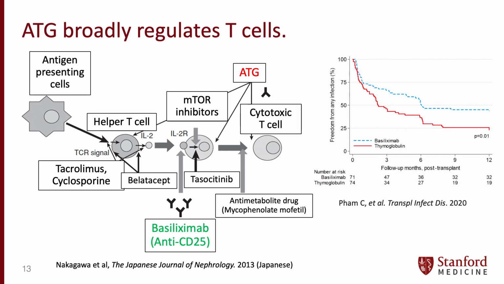ATG broadly regulates T cells, which means ATG is a stronger immunosuppressant compared to basiliximab. However, it may lead to a higher risk of complications associated with infection, as reported in another paper.